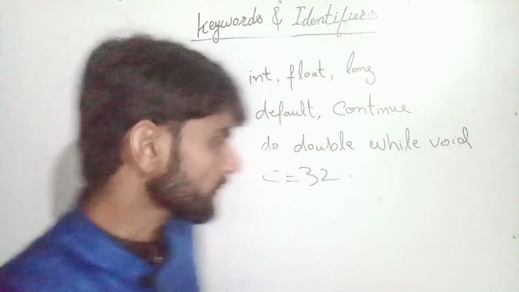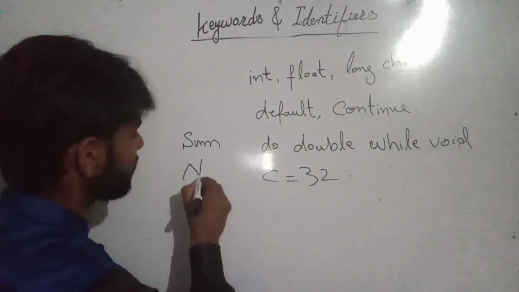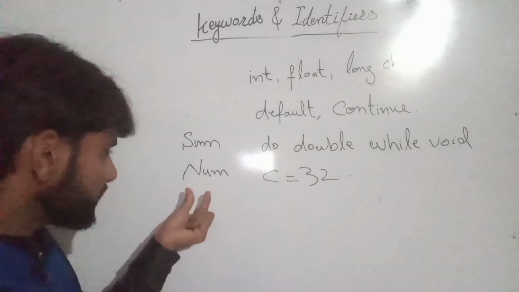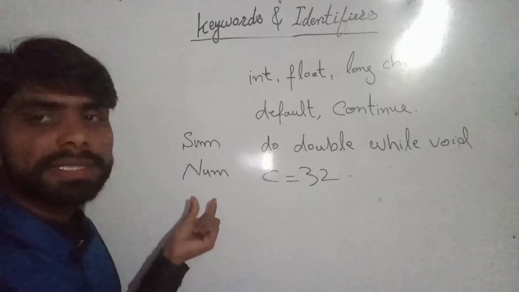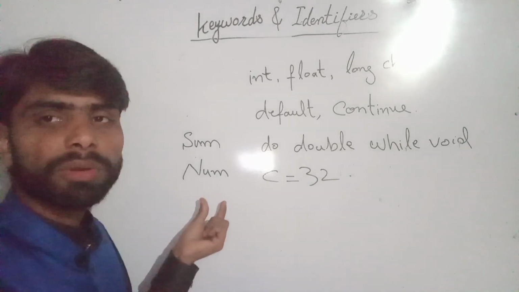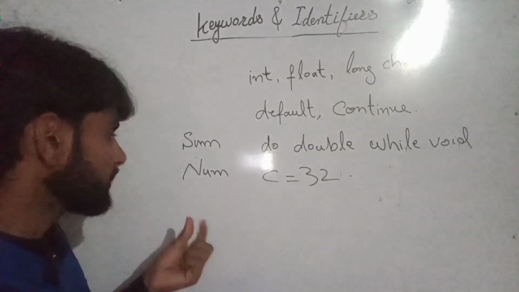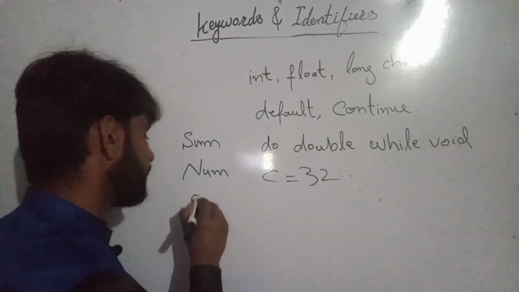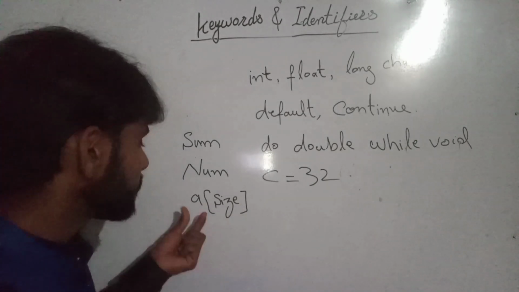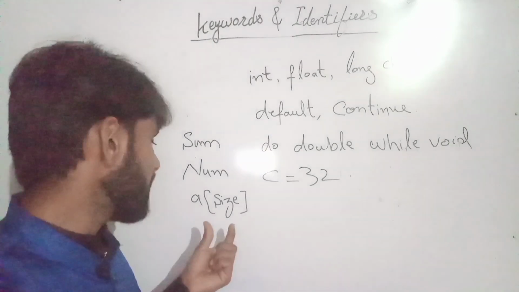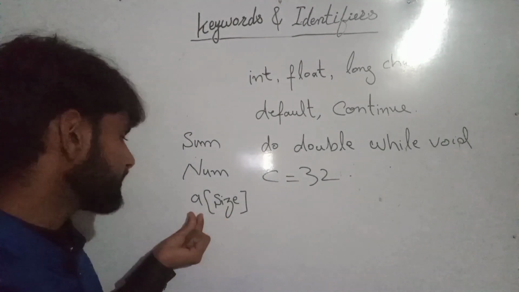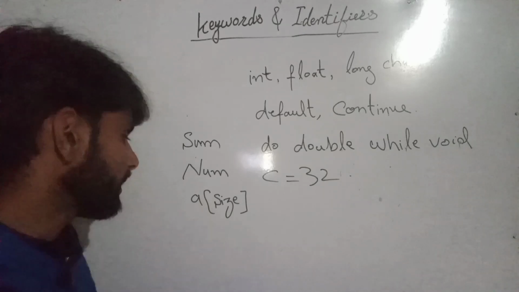So if I write here num, this is the variable, that means a number will be stored here, right? So that's why we keep the name num. If I write here, this is the array declaration, right? Here we will write the size of the array, and this is the identifier of the array.